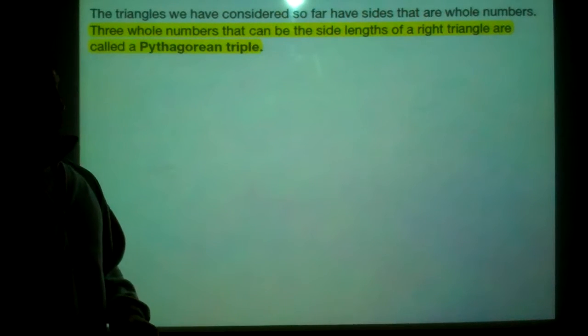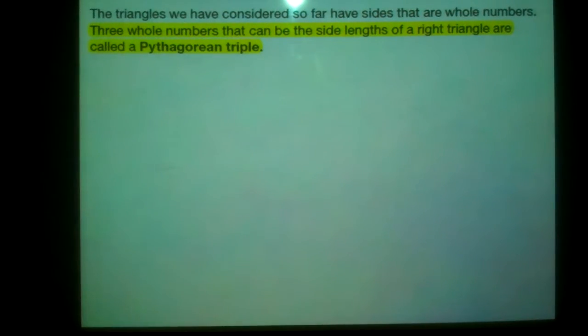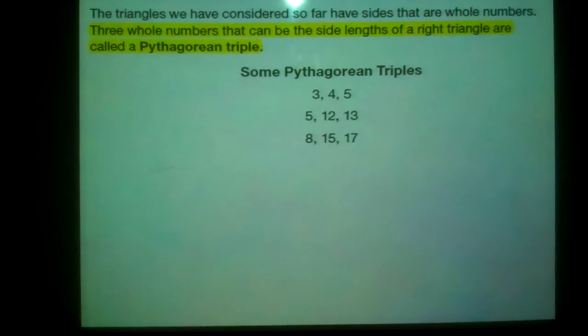Alright, this is part 2 of investigation 2 for 8th grade. So we left off at doing some Pythagorean Theorem with our right triangles. And now we're going to talk about, so far we've been getting whole numbers for answers. And this says right here, 3 whole numbers that can be the side lengths of a right triangle are called Pythagorean triples. And just some examples of that right here.